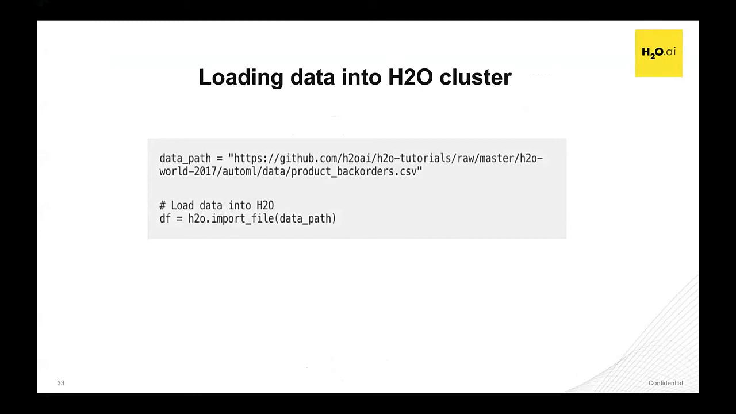So next, what we have to do is load our data set into the cluster. So here I've just given the path of the data set. This is the GitHub link. You could just use a data set from anywhere. You could even use it from a local machine. And once you have the data path, you will just load the data into H2O. So if you see here, I've imported the data set, and I've given the path where the data set resides. So it's very simple, you just import a file.